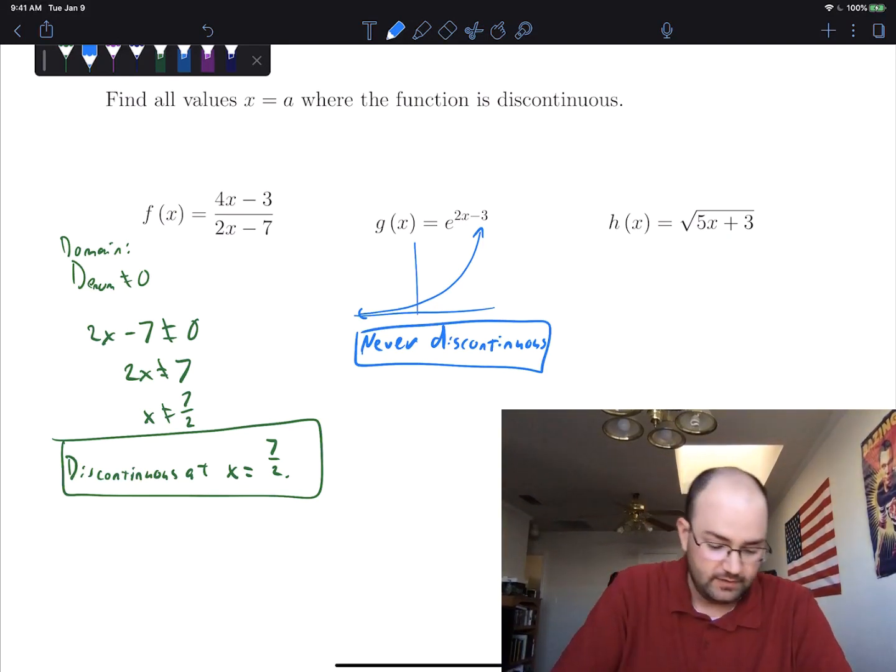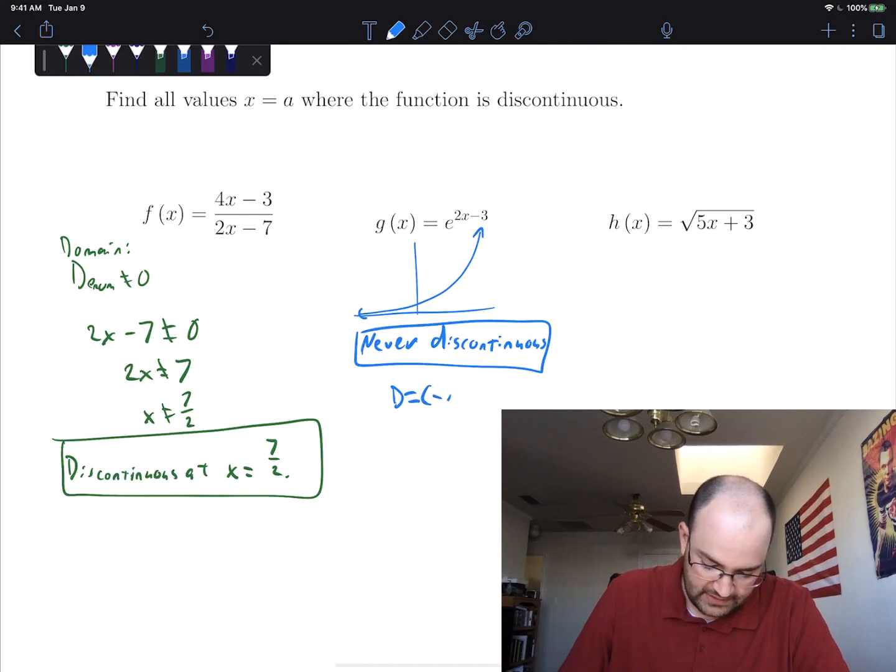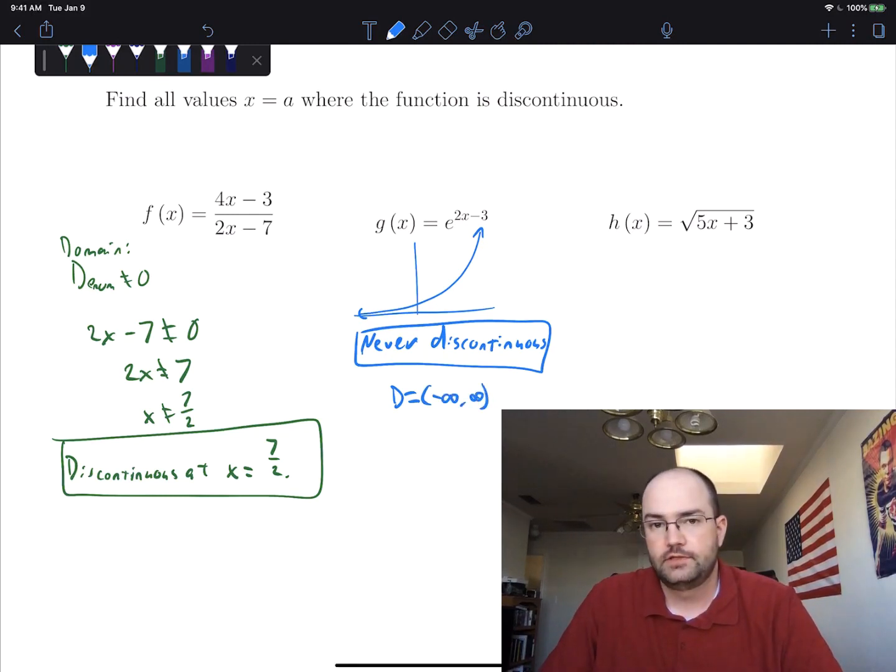Fantastic, because the domain is negative infinity to infinity. It's everything, so there's nothing else that's left.